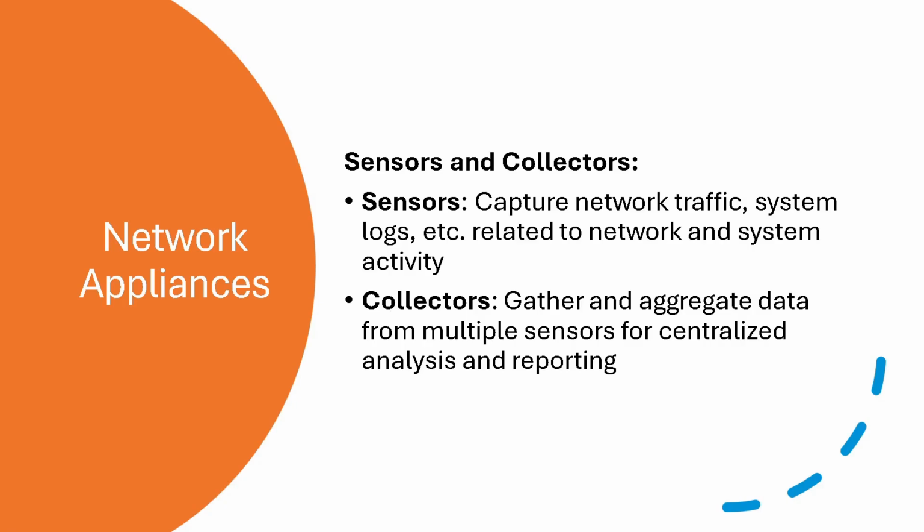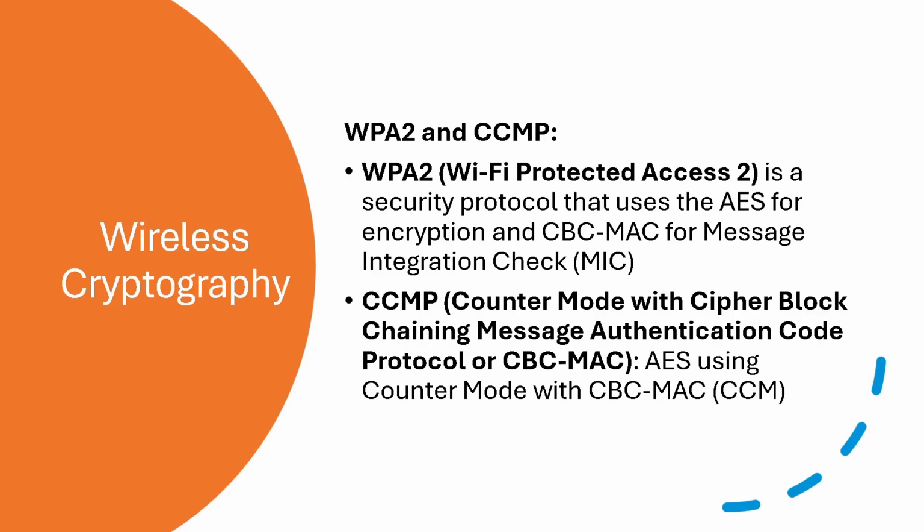Sensors are devices that capture network traffic, system logs, and more related to the network and system activity. On the other hand, collectors gather and aggregate data from multiple sensors for centralized analysis and reporting. Wireless cryptography. WPA2 and CCMP. WPA2 or Wi-Fi Protected Access 2 is a security protocol that uses the AES encryption method for encryption and CBC-MAC for message integrity check or MIC.